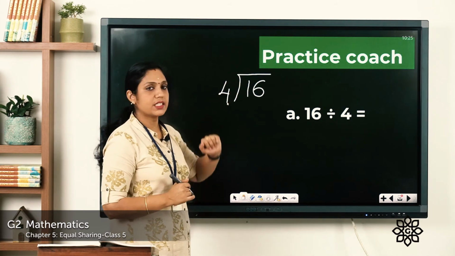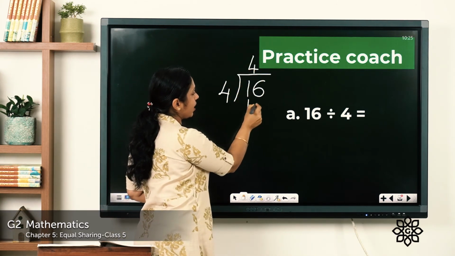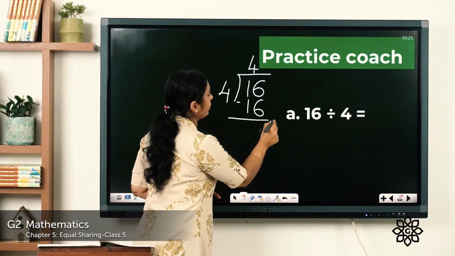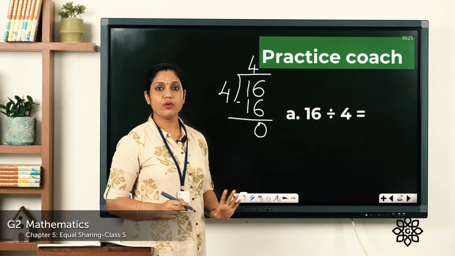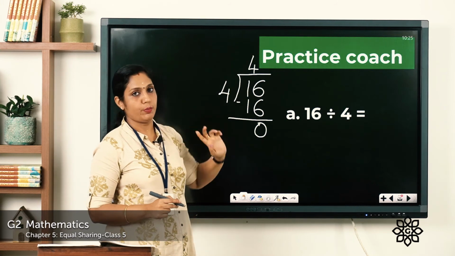So 4 4's are 16. Write 4 on top here and 16 down here, and then subtract. 16 minus 16 is equal to 0. So the answer is 16 divided by 4 is equal to 4. Remember that the quotient has to be written on top.